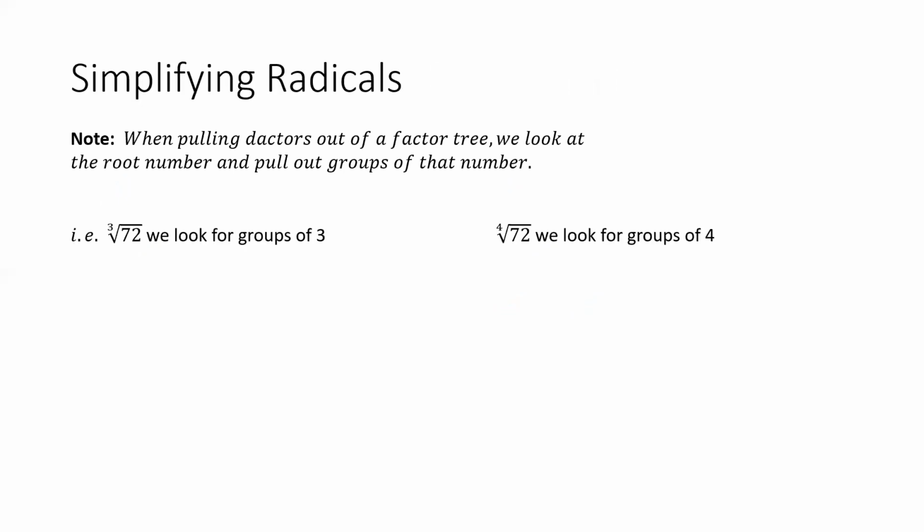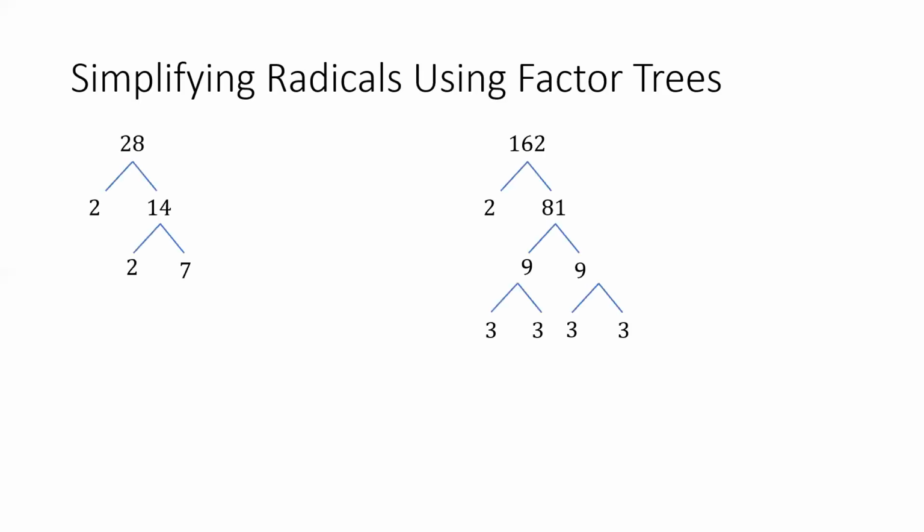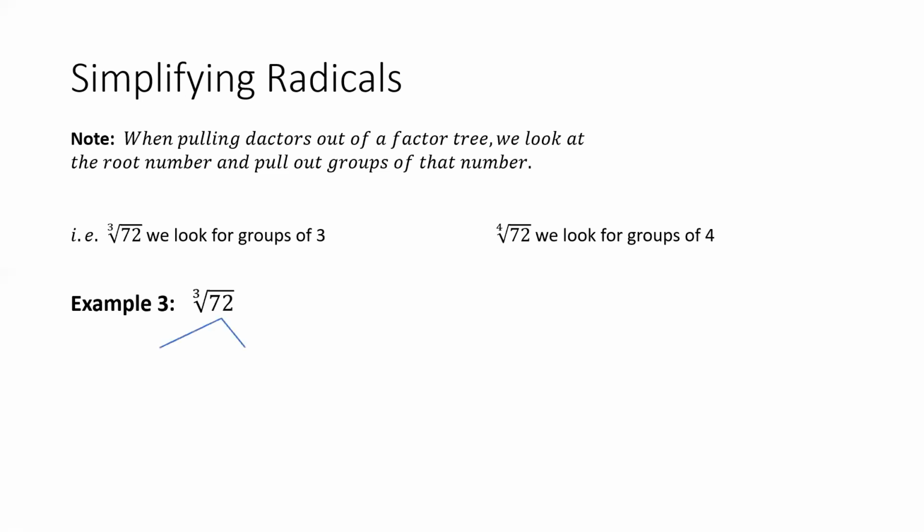How we do it is we have to look at the root that we're dealing with. So if I'm trying to simplify a cube root, I am going to look for groups of 3. If I have a 4th root, I'm going to look for groups of 4. If I have a square root, I'm going to look for groups of 2. And I'm looking for those in what we call the leaves, the bottom parts of my tree. On the right side, I have four 3s. So if I was looking for a 4th root, I am looking for 4 of a kind, and I have that. So let's see that in an example.